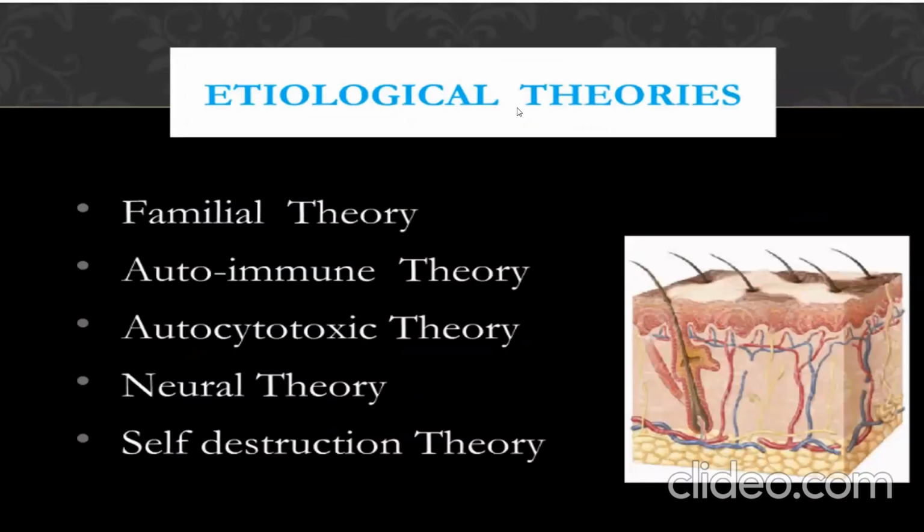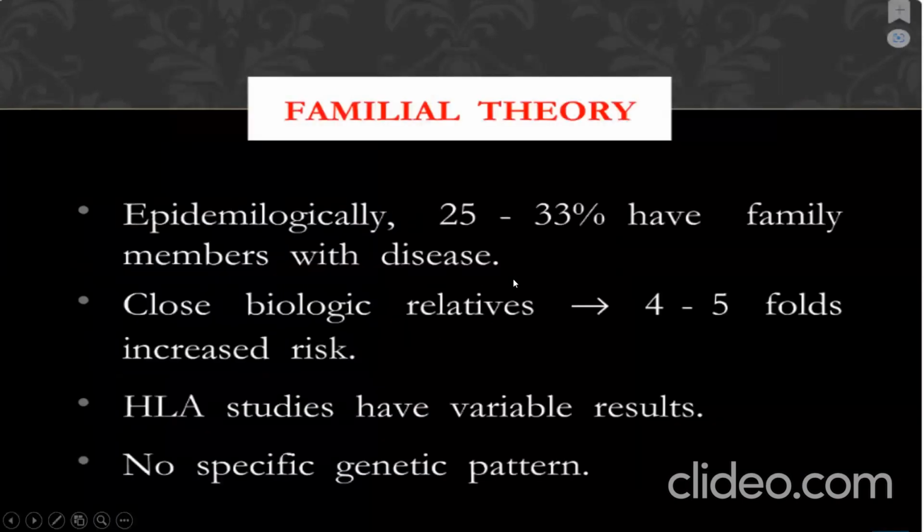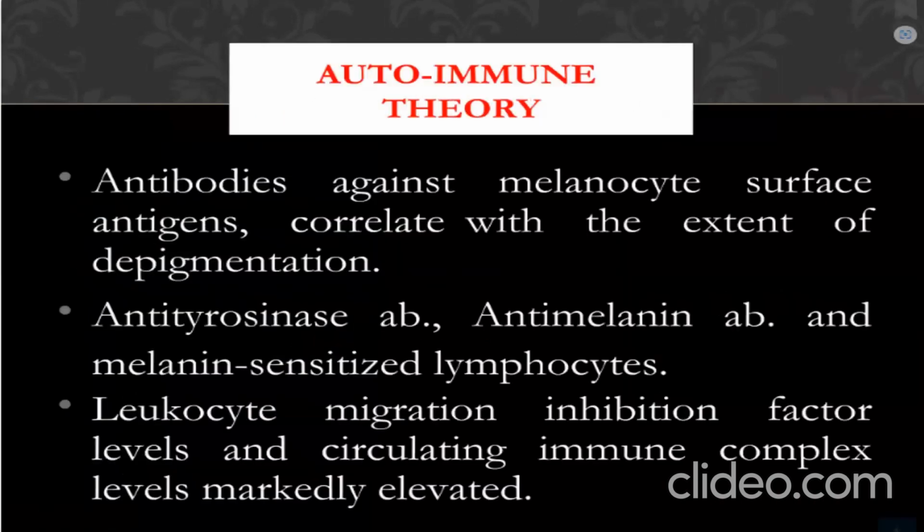Then there are some theories according to etiology: familial theory, autoimmune theory, autocytotoxic theory, neural theory, and self-destruction theory. In familial theory, there is a positive history of vitiligo in family members. In autoimmune theory, antibodies form against melanocyte surface antigens and destroy our melanocytes.